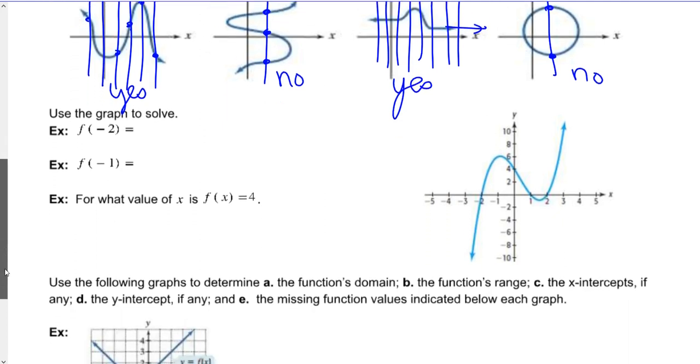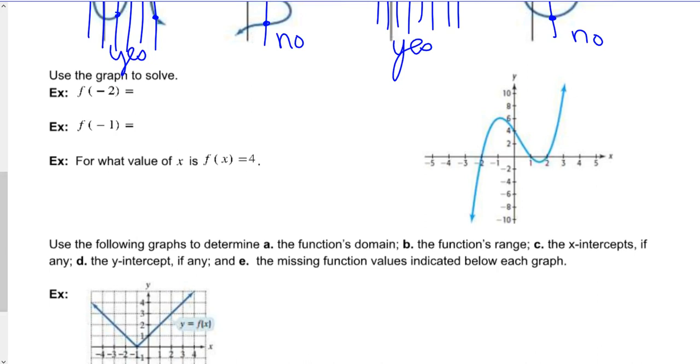All right, so another exercise is going to be able to use this graph that I have here to answer some of these questions. This is the graph of f, okay?